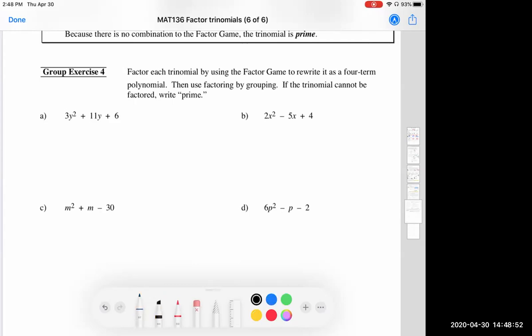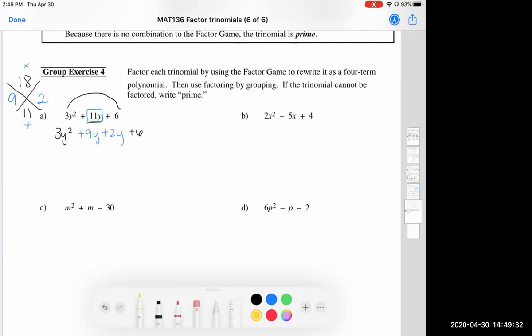What two numbers can I multiply? Well, 3 times 6 gives me positive 18, and my middle term is 11. So I want to think, what two numbers can I multiply to get 18, but when I add them, I get 11? 9 and 2? 9 times 2 is 18, and 9 plus 2 is 11. All right, so we're going to replace 11y with 9y plus 2y, so that we now have 3y squared plus 9y plus 2y plus 6.